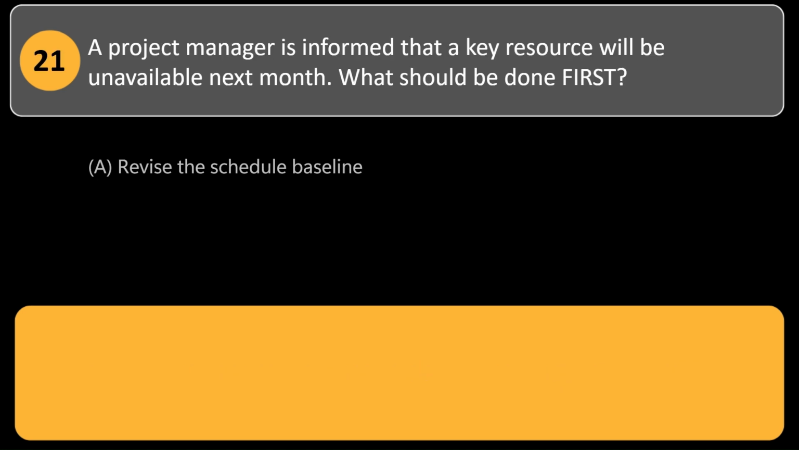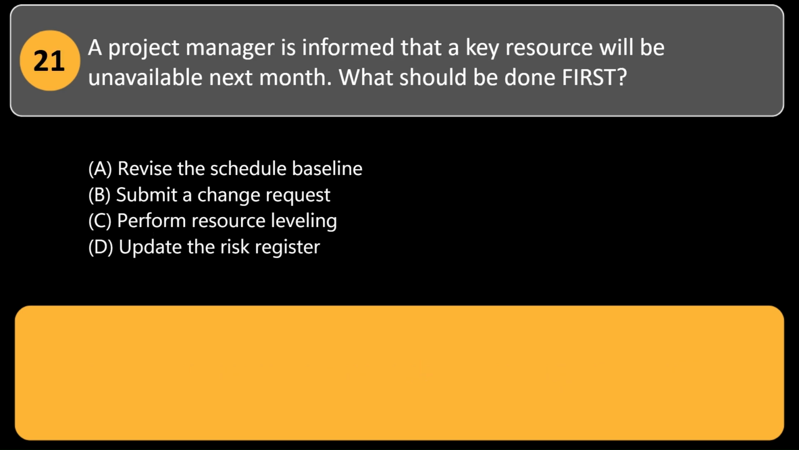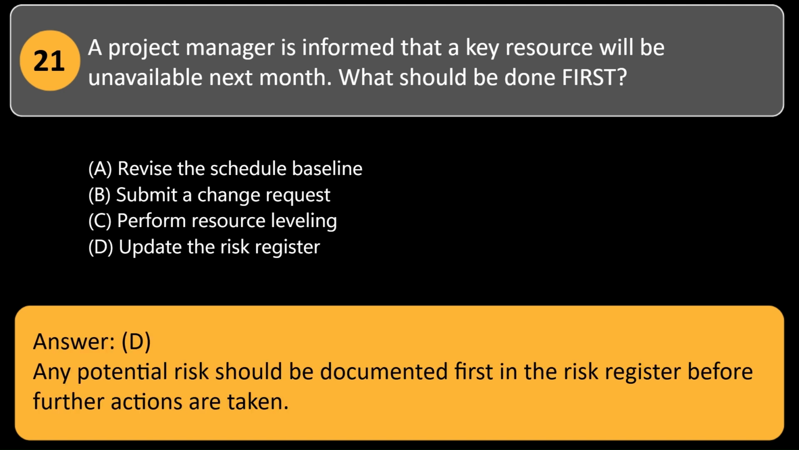A project manager is informed that a key resource will be unavailable next month. What should be done first? A. Revise the schedule baseline. B. Submit a change request. C. Perform resource leveling. D. Update the risk register. Answer, D. Any potential risk should be documented first in the risk register before further actions are taken.